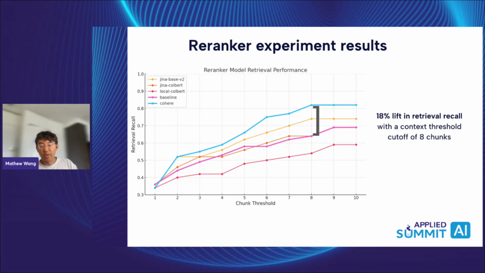Ultimately, after doing some analysis, we decided on the best performing re-ranking model, which was Cohere in our case, which provided an 18% lift in retrieval recall, with a context threshold cutoff of 8 chunks. We saw that there were diminishing gains to recall around this point, and so we thought it was a good trade-off between not passing too much context, but passing enough context so that the retrieval system would be able to get the right answer.